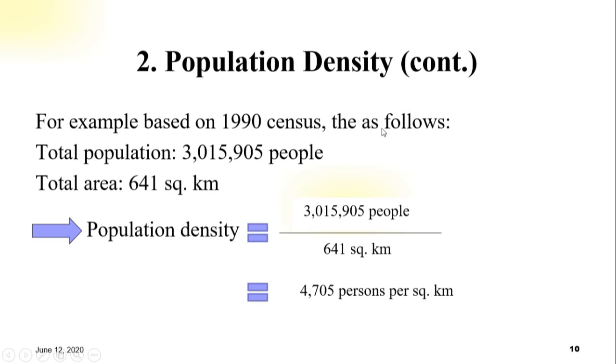It equals 4,705 persons per square kilometer. It means in 1 square kilometer, it has 4,705 persons.